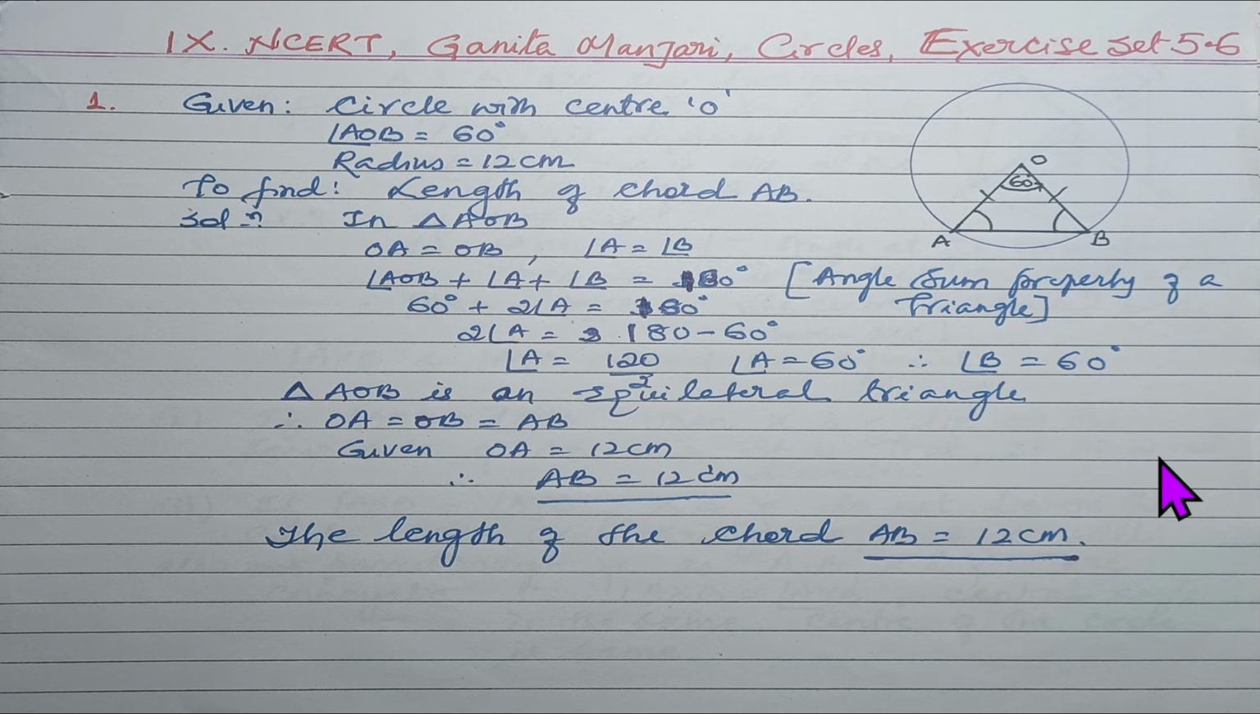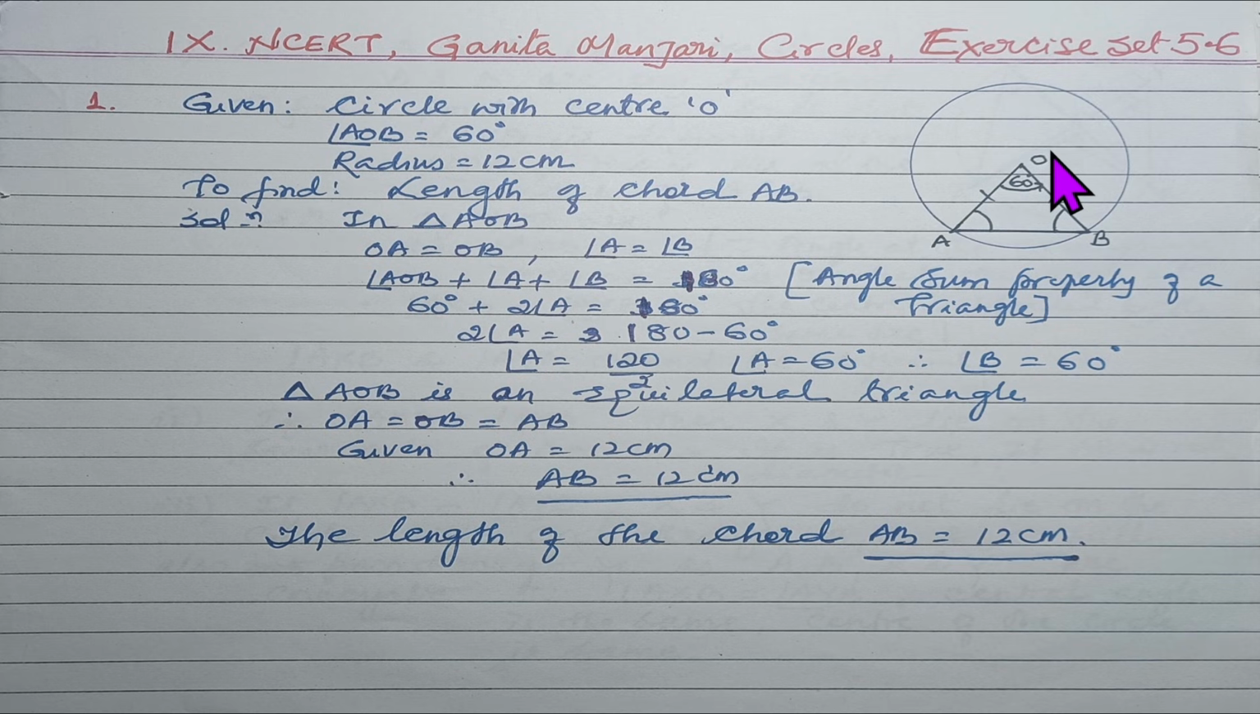Now coming to the next example, that is exercise set 5.6 of the circles chapter, Ganita Manjari, 9th standard NCERT textbook. What we are given here is a circle with center O, and angle AOB is given as 60 degrees. The radius is 12 centimeter, that means OA is 12 and OB is 12. Now we have to find out the length of the chord AB.